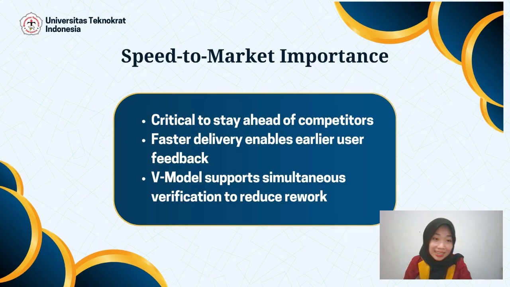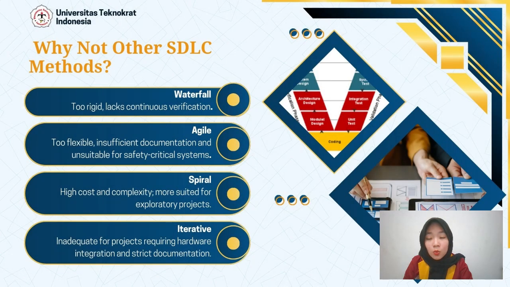And then next slide is why didn't we choose other SDLC models? Alright, first is waterfall. Waterfall is similar to the V model, but lacks parallel testing activities, making it riskier for critical systems. And then second is Agile. Agile is too flexible and doesn't prioritize documentation or safety, both of which are non-negotiable in automotive projects.